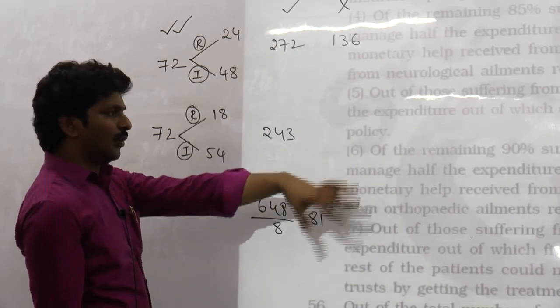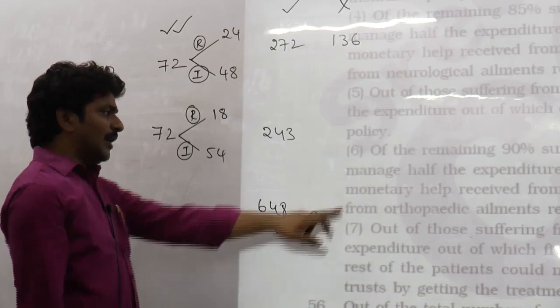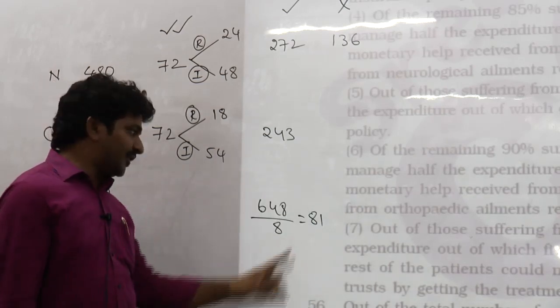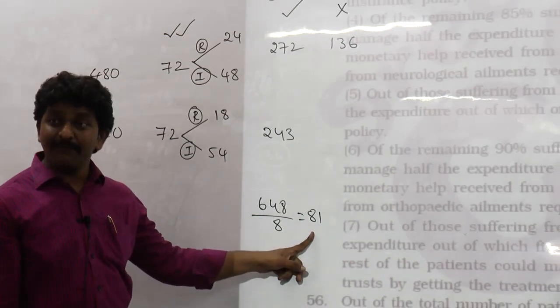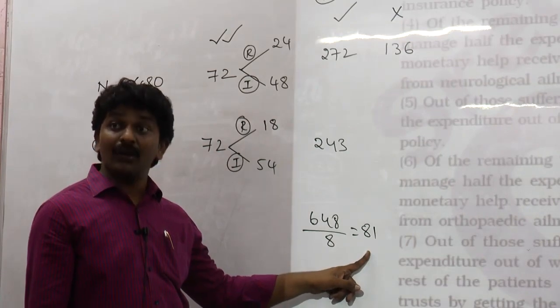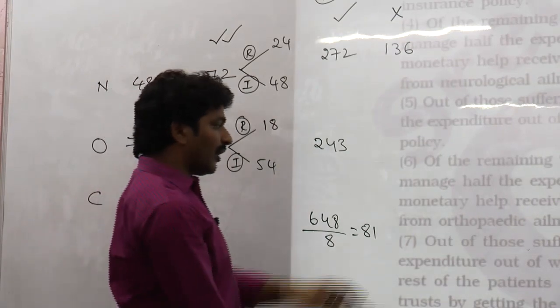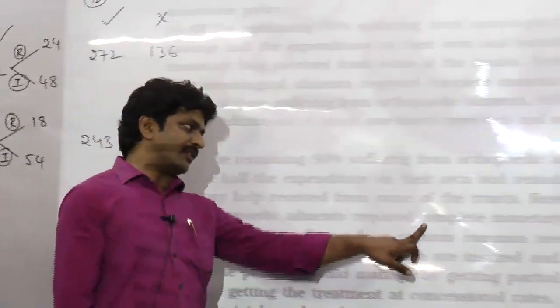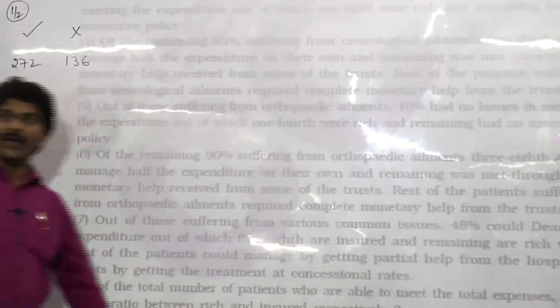Half the expenditure on their own, and the remaining was met through monetary help received from some of the trusts. Rest of the patients, 3/8 is over. Remaining will be 5/8. This is 1/8 value, and 5/8 in the sense 5 times of this: 405. Rest of the patients suffering from orthopedic ailments required complete monetary help from other trusts.